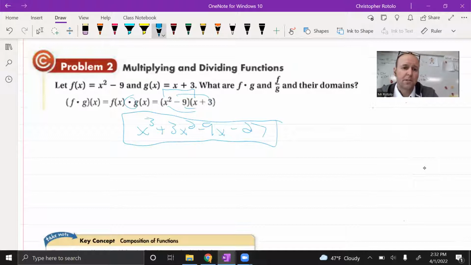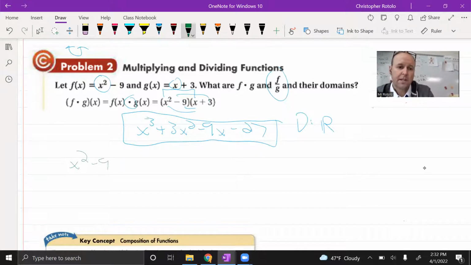Domain. So remember, I have x squared. That's like a parabola. And I have a linear function. So my domain happens to be all real numbers. No big deal. Next thing we're going to do is stack them up, right? F of x should go in the top. So I have x squared minus 9 over top of x plus 3. X squared minus 9. I'm pretty sure we've dealt with that quite a few times.